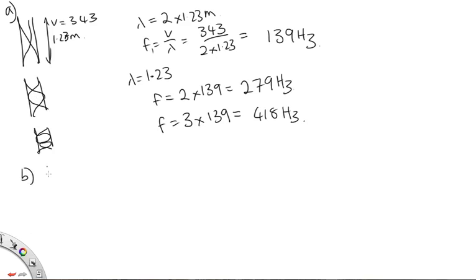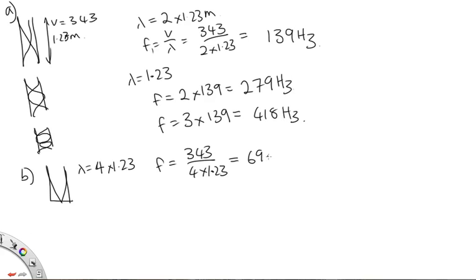For part B, we're told it's now blocked at one end, so the first fundamental frequency will be where we've got a quarter of a wavelength in there, so lambda will be equal to 4 times 1.23 meters, and so the frequency will be 343 over 4 times 1.23, so it'll actually be half of this one, and so that is equal to 69.7 hertz. Now the next frequency will occur when we've got 3/4 of a wavelength in there, so we'll end up with 3 times this. So F will be equal to 3 times 69.7, which will give us 209 hertz.